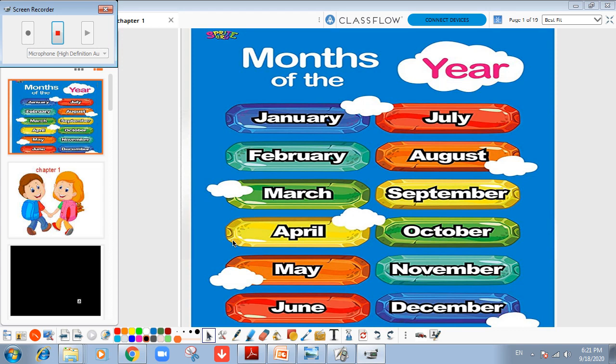Who can tell me how many months are there in a year? There are 12 months in a year. January, February, March, April, May, June, July, August, September, October, November, and finally December.